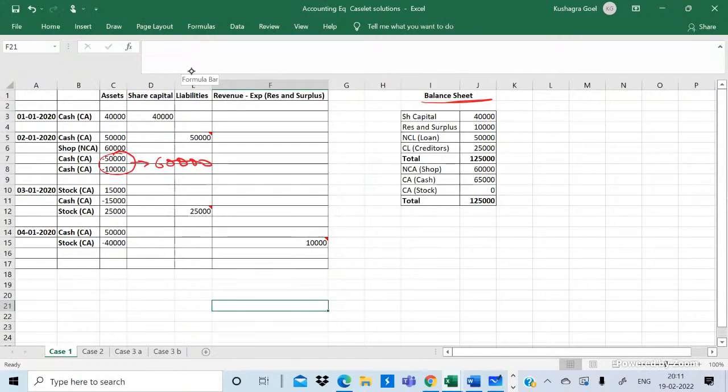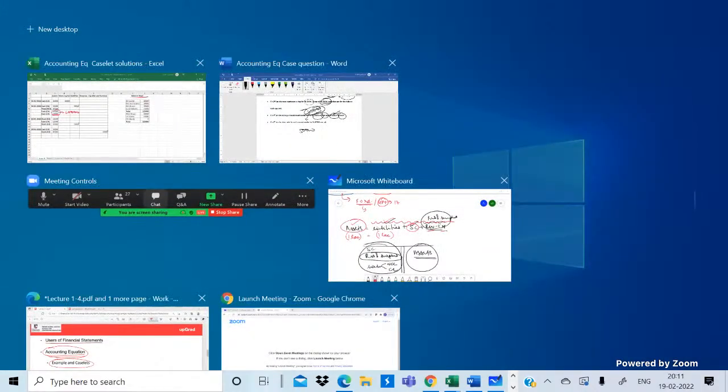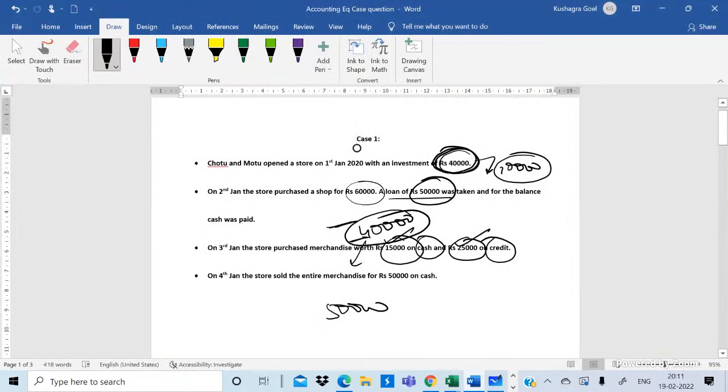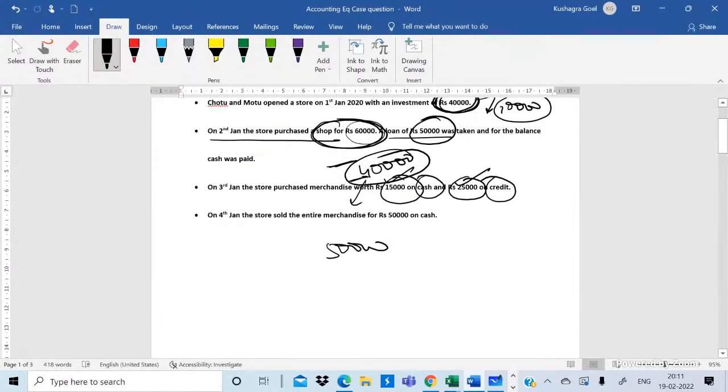Okay. Got one more question. Can you please explain 10,000 on the 2nd of Feb? So this 10,000, okay, let's look at it. Let's go back to what's happening on 2nd of Feb. On 2nd of Feb, what is happening? You go and buy a shop for 60,000. So you're buying assets worth 60,000.